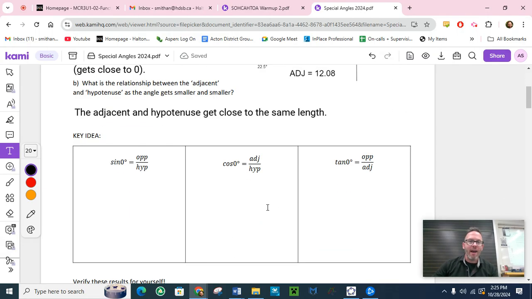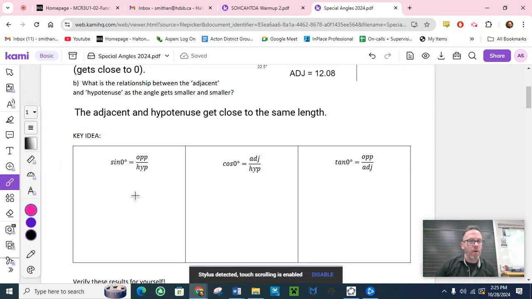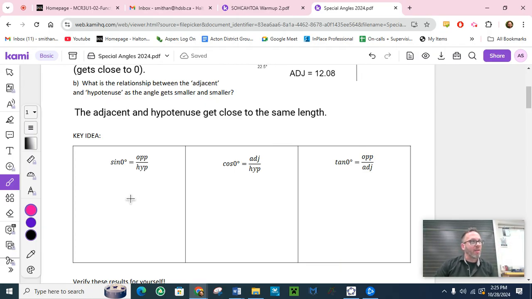the sine of 0 degrees, the cosine of 0 degrees, and the tangent of 0 degrees. We're going to think about it today in terms of SOHCAHTOA. So I'm going to grab my drawing tool here. In terms of SOHCAHTOA, the sine of 0 degrees, well, as the angle got really small, that's 0 degrees, the opposite side got close to 0.